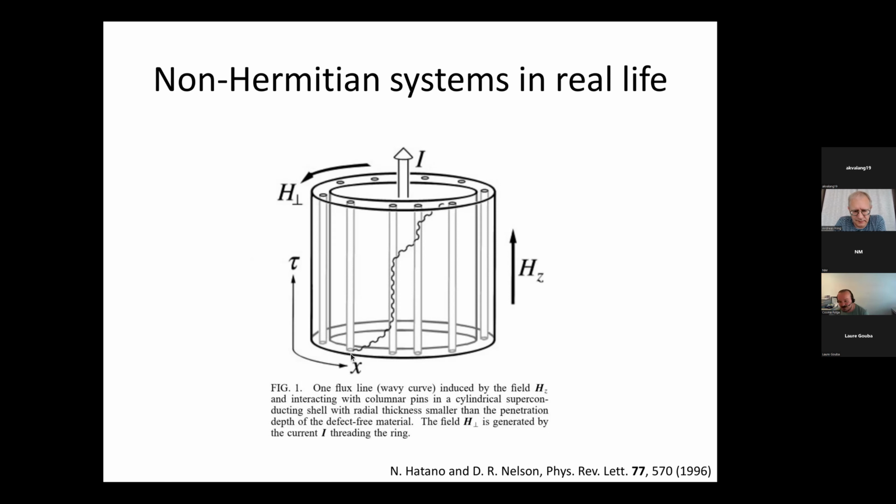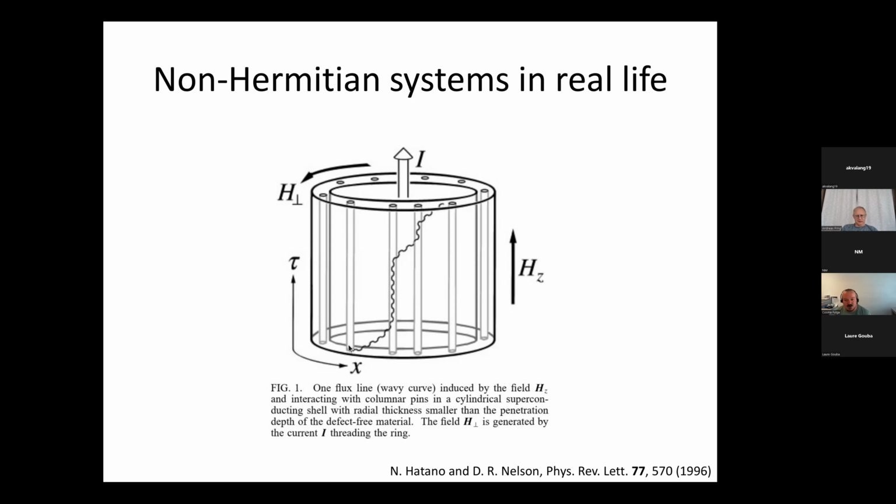So you see here an example of a flux line, which goes from the bottom to the top because of Hz, but is being twisted in a particular direction here, counterclockwise, because of this H perpendicular. Now, this is a fully Hermitian system. This is a two-dimensional cylindrical superconducting shell, which is placed in a magnetic and an electric field. However, if you think about the direction along the cylinder as being a kind of time, then you can reduce the problem to a one-dimensional problem on a ring.